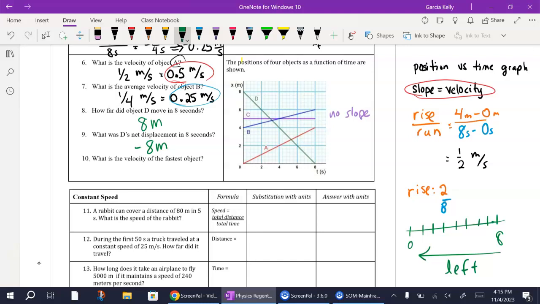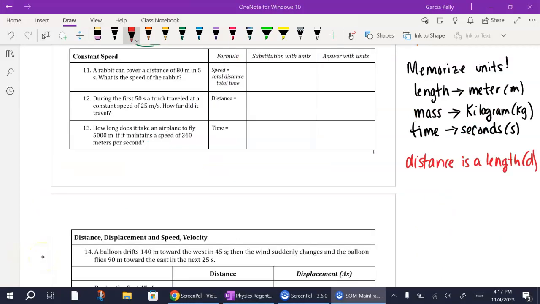So we went down 8 and run 8. So our slope is -8/8, -1 meters per second. So of all the objects, D has the most slope. So most slope equals the fastest.